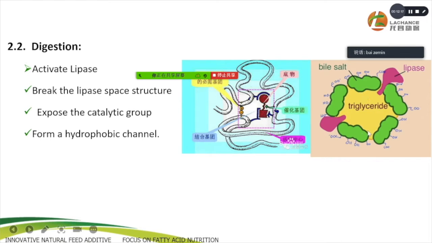After emulsion, we can see in this photo triglyceride surrounded by bile salt. The function of bile acid is that they can activate lipase. This is a lipid, this is bile salt, and it breaks the lipid's spatial structure, finally forming a hydrophobic channel to digest the fat, I mean the microscopic droplet.